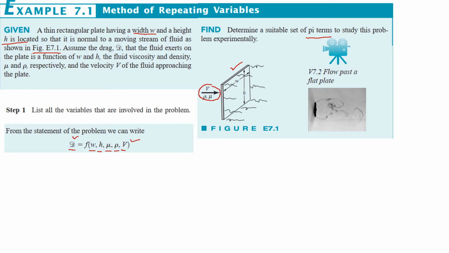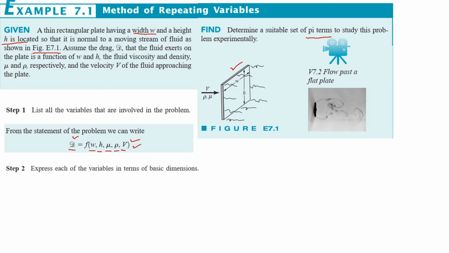So this was the first step when we start our dimensional analysis. The first step is to list all the variables that are involved in the problem, and in this problem we are studying a drag force, and the drag force is influenced by these parameters, these variables. So this was our first step where we identified our key variables, and in total we have 6 variables.